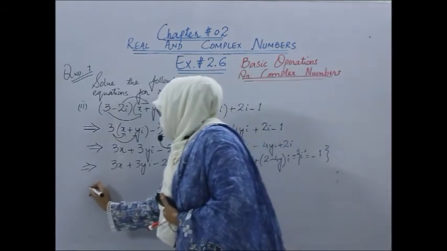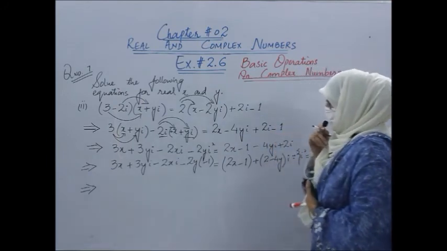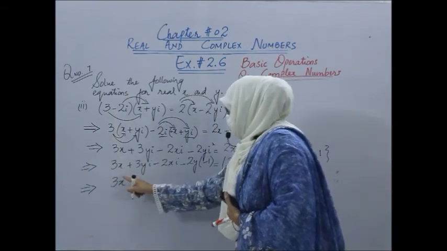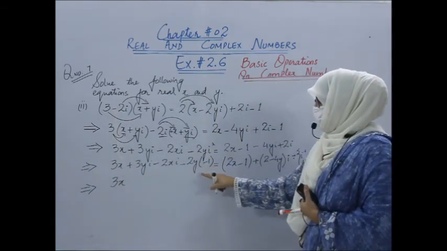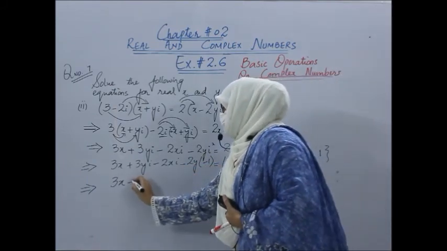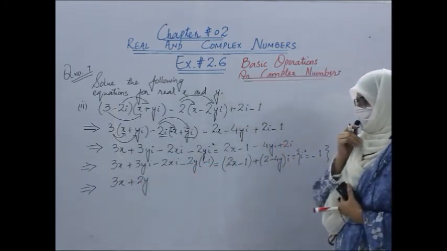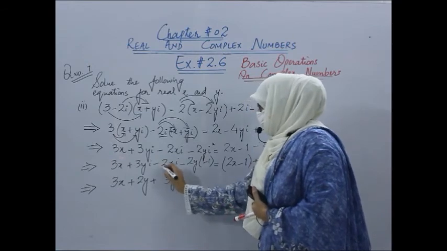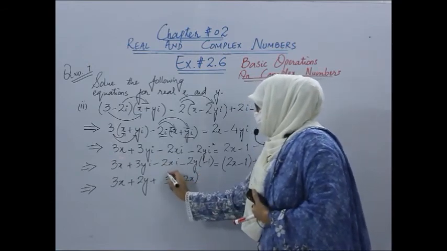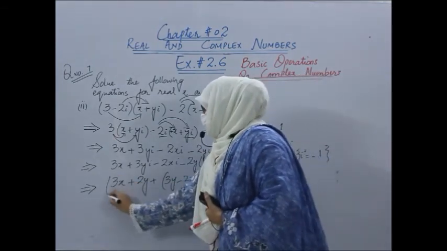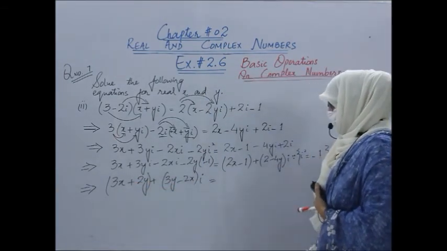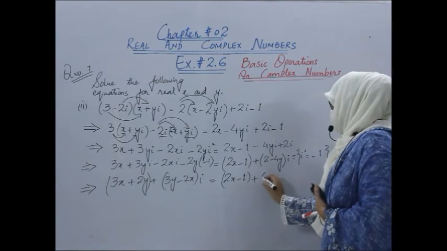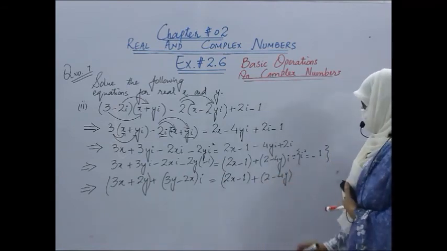Now let us solve the left hand side. So what about the left hand side? We will write down the real part with the real and imaginary with the imaginary. So 3x is a real part, and which else is the real part? This one. Minus into minus will give you plus, plus 2y. So this is the real part. Now what is the imaginary part? 3y minus 2x. We will take iota as common. Fine. Now this is the real part, this is the imaginary part on the left hand side, and on the right hand side, 2x minus 1 is the real part and 2 minus 4y is the imaginary part.